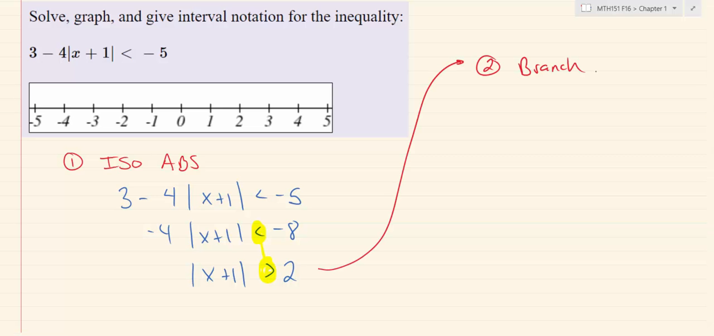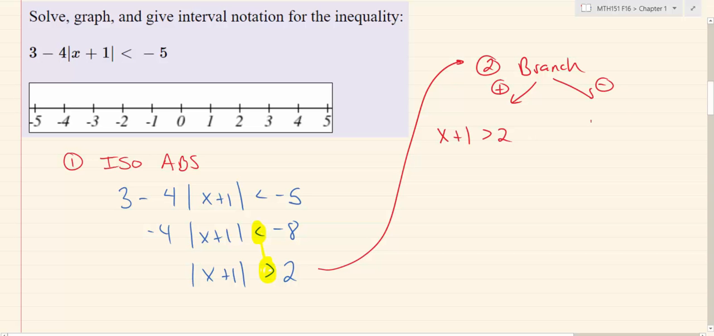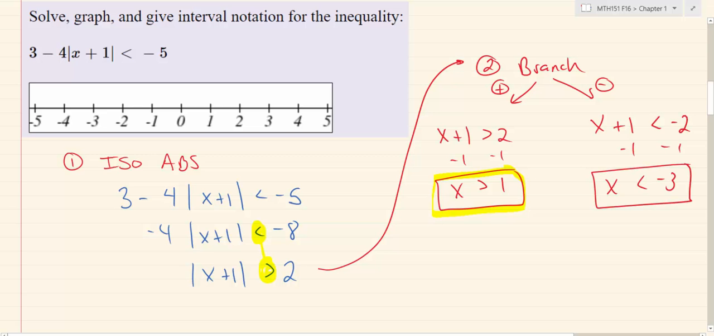Now that we've isolated the absolute value, our next move is to branch, or in other words, to create a positive branch and a negative branch. On the positive side, we have x plus 1 is greater than 2. On the negative side, we have x plus 1 is less than negative 2. Now we solve each one independently. Subtracting 1 from both sides, we get x is greater than 1. This will be our first solution, and we'll color that yellow. For the negative branch, we subtract 1 from both sides and get x is less than negative 3. That's our second solution.